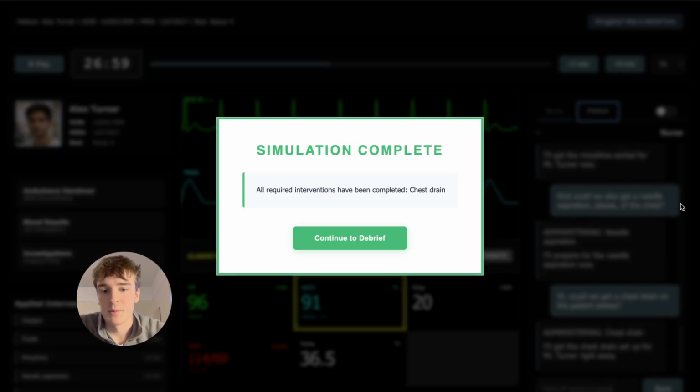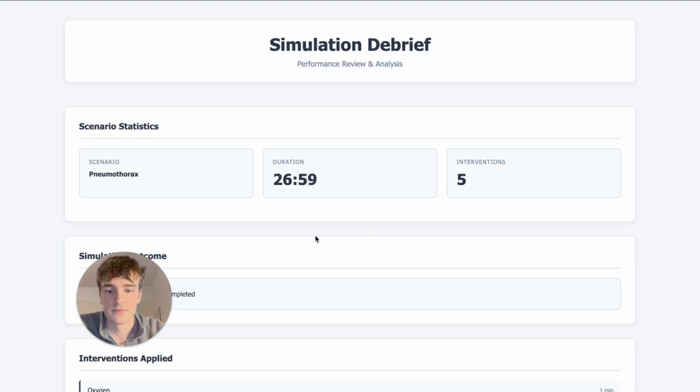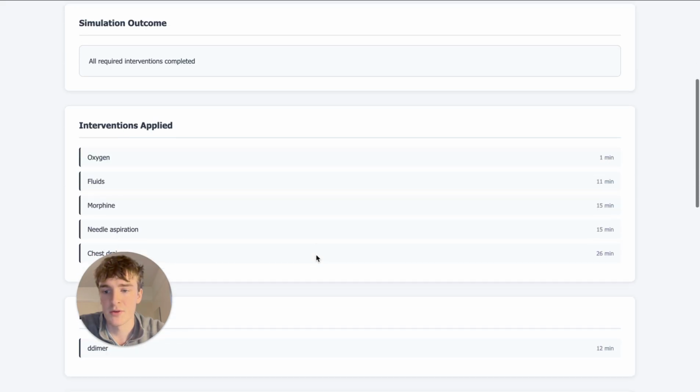There we go. Simulation complete. So we have hit the endpoint goal, which was to do a chest drain. So let's continue to debrief. It took us 26 minutes, did 5 interventions, and the scenario was a pneumothorax.